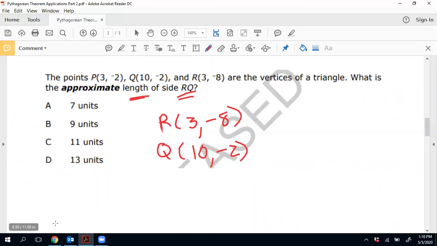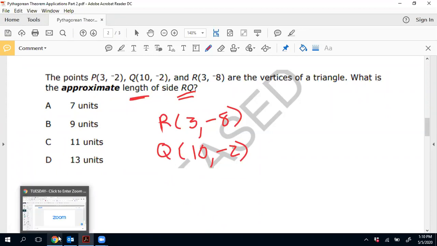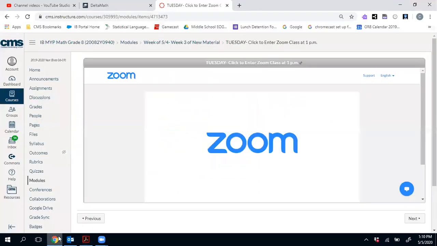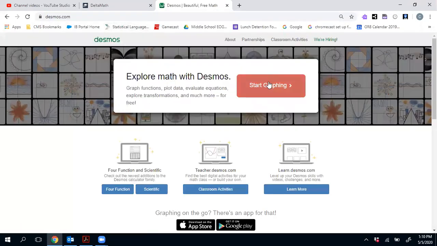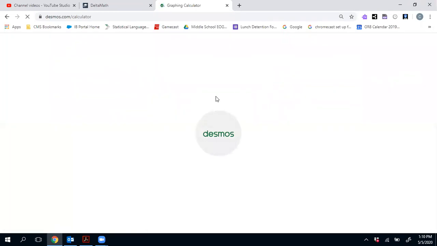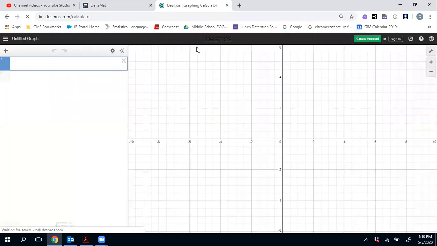Well, what I need to do right now, because I don't theoretically have graph paper, is I'm going to use an online resource here. So I'm going to use Desmos. I'm going to go to desmos.com and open up Start Graphing. If you can do this while you're on the Zoom call, you can absolutely do this, or you can just watch. It's whatever you want here.